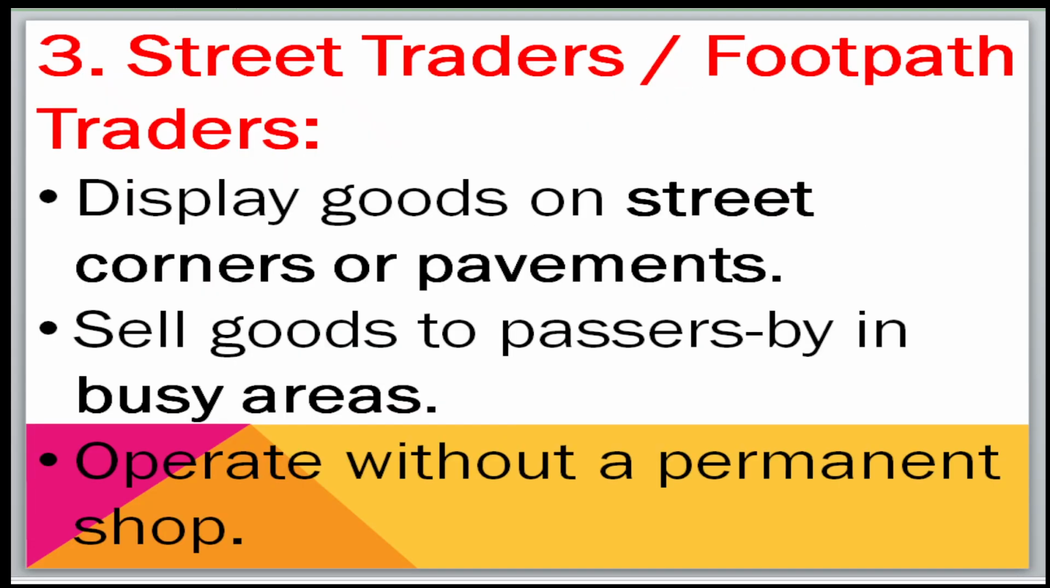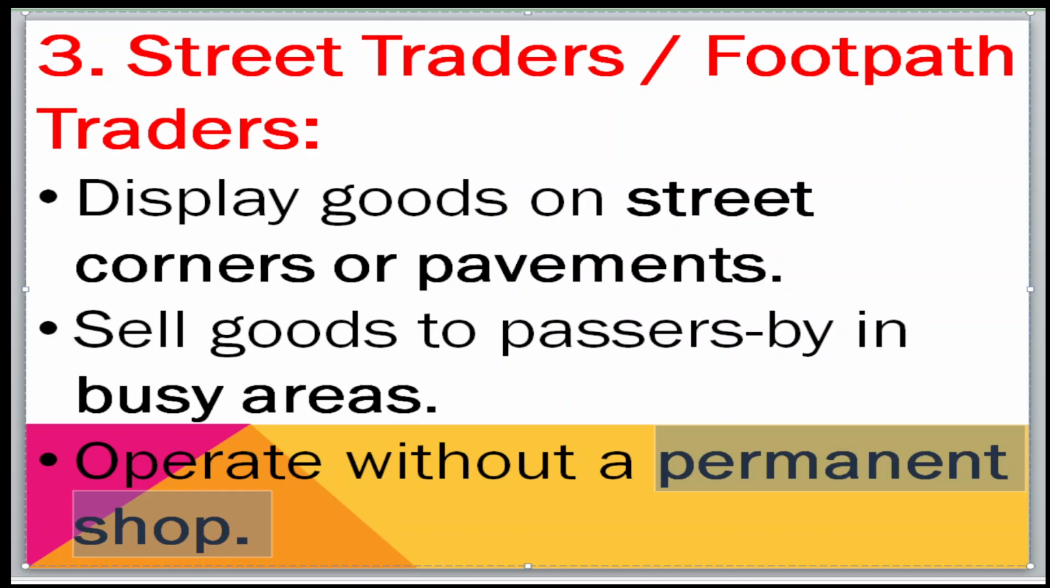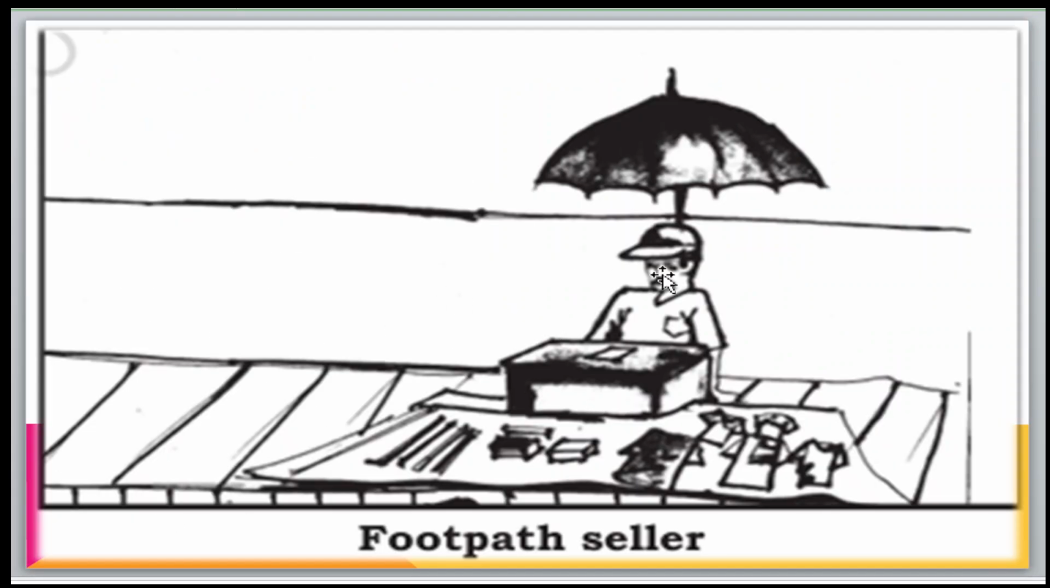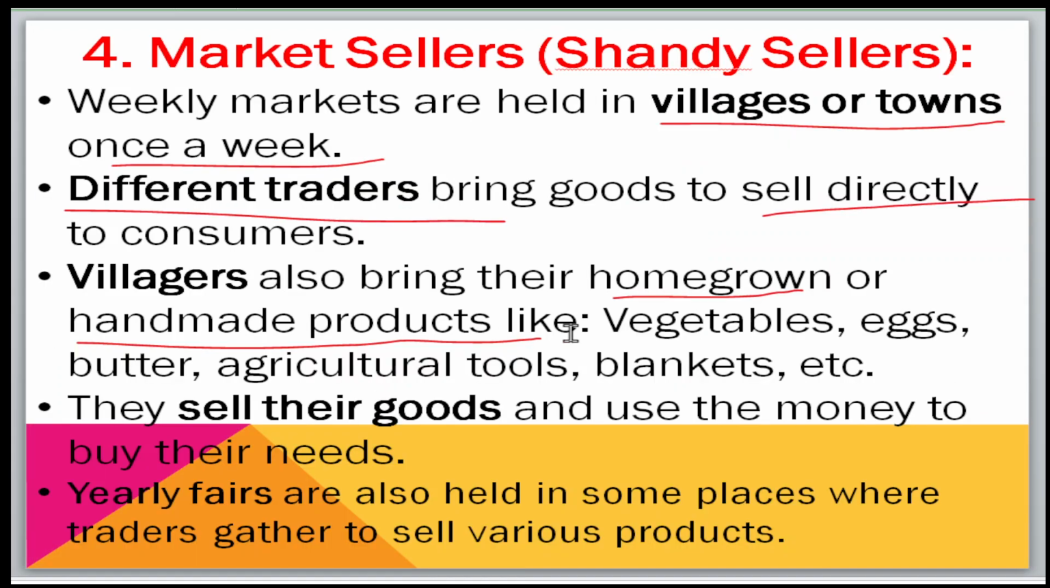Next, street traders, or footpath traders, display the goods on the street corners or pavements. They sell the goods to passersby in busy areas and operate without a permanent shop. Here is the example for it: a footpath seller. Now move to the next.